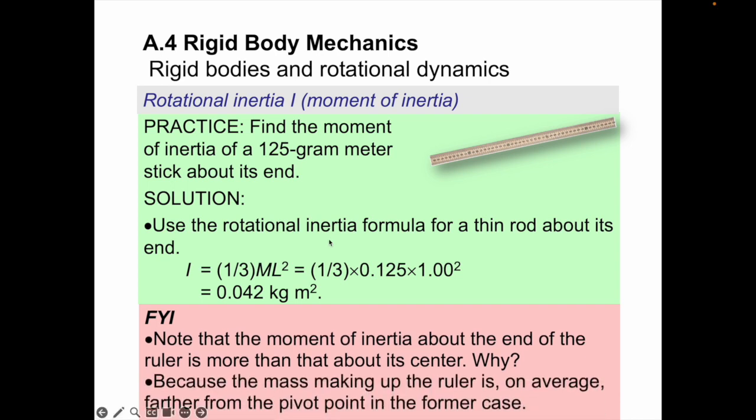So the moment of inertia about the end of a ruler is more than that about its center. Why is it more than that about its center? The idea is that the mass making up the ruler is, on average, farther from the pivot point in the former case. So in this case, it's farther from the pivot point if we connect it right over here on this side.